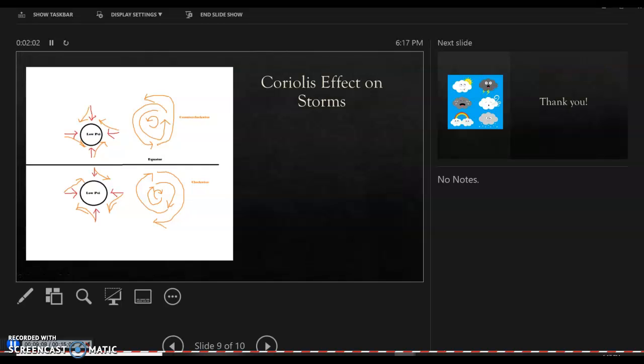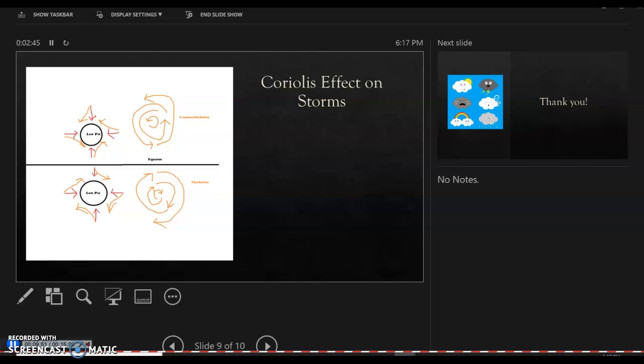So the Coriolis effect also has an effect on storms and how they occur at different places. Let's take, for instance, a hurricane, an area of low pressure. The air is going from high to low pressure. So you've got a low pressure center, and all the high pressure air around it wants to find its way into the center. So the air is wanting to go just straight inward. However, you've got the Coriolis effect. So in the northern hemisphere, that air wants to curve to the right. In the southern hemisphere, that air wants to curve to the left.